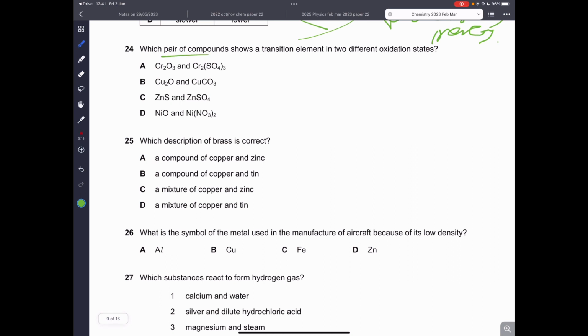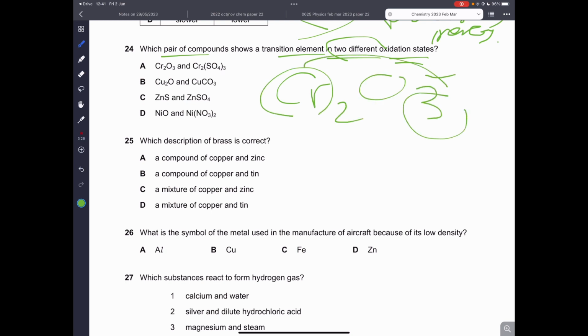Question 24. Which pair of compounds shows a transition element in 2 different oxidation states? Now, for this one, we have to look at, for example, Cr2O3. The Cr charge goes under the oxygen, and the oxygen charge goes under the Cr. So we have to look at the other element's charge. Basically, this has chromium 3 plus, and here also we get chromium 3 plus, and both are the same. So they do not have 2 different oxidation states.